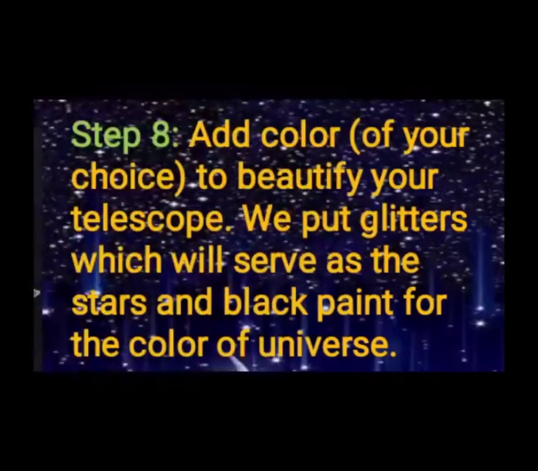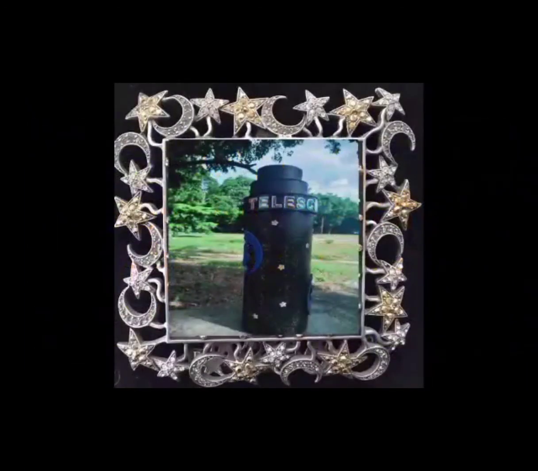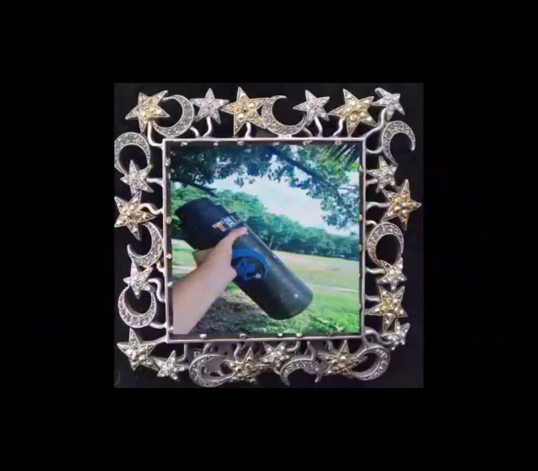Step 8. Add color of your choice to beautify your telescope. We put glitters which will serve as the stars and black paint for the color of the universe. Step 9. Add some designs to make it more beautiful, like stars and moons. And finally, your telescope is now ready. You may try it watching stars and moons in the night sky.